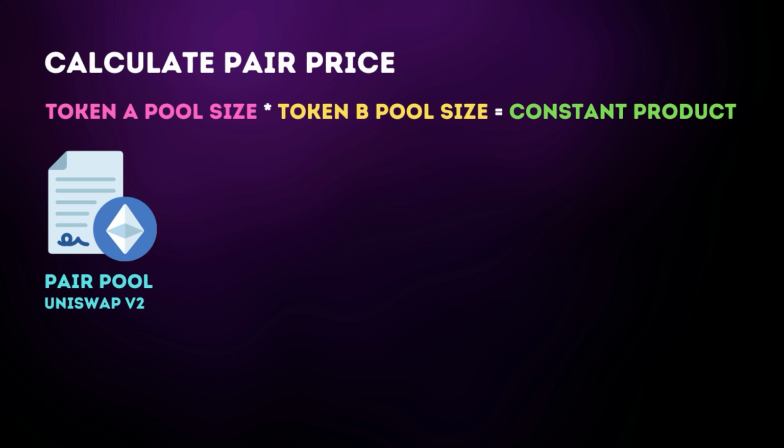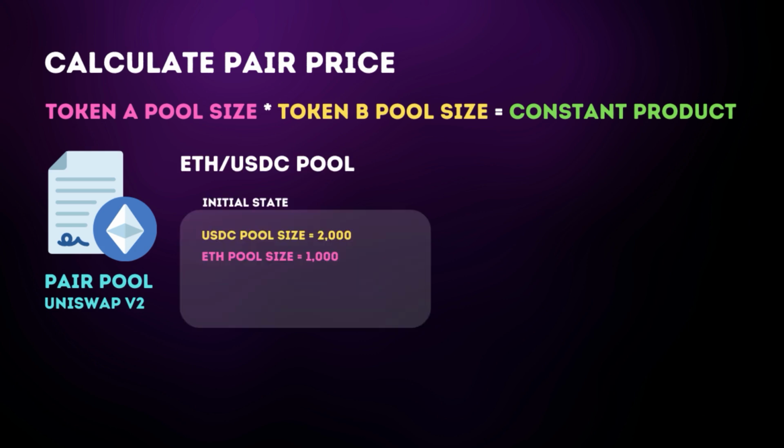So let's imagine we want to analyze an Ethereum USDC pair pool. We know that the pool started with 2000 USDC and 1000 Ethereum. So by using our formula, we know that the constant product will be 2 million. If we wanted to know how much an Ethereum token is worth in USDC, we would simply divide the number of USDC tokens in the pool by the number of Ethereum tokens in the pool, giving us a market price of 2 in this case.